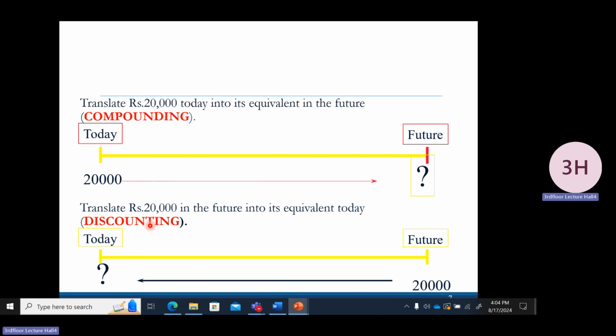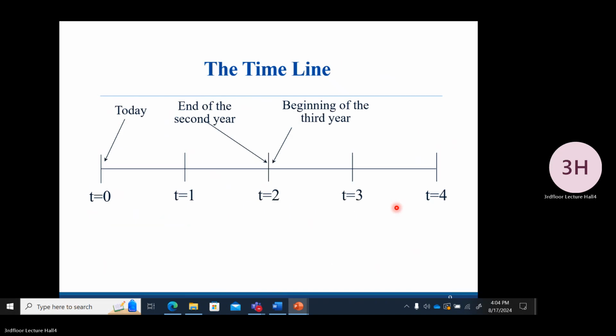Yeah, very easy. Right. In Sinhala, compounding is සංයුක්තකරණය and discounting is වට්ටම්කරණය. Going forward is compounding, going down or coming back in the timeline is discounting. So this is the timeline, and you should be able to define this timeline.